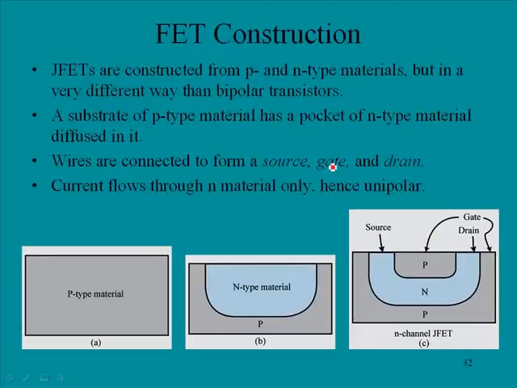Wires are connected to form a source, so a wire would be connected here, here, and to these two points here, making the gate. Now in this case, the current flows through N material only. So current is going to flow from the source to the drain, and it is flowing only through N-type material, in this case with an N-type FET. And hence the term unipolar, because the current is only going through one type of material.